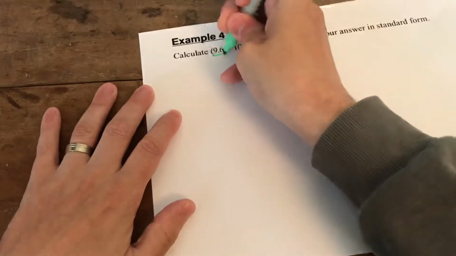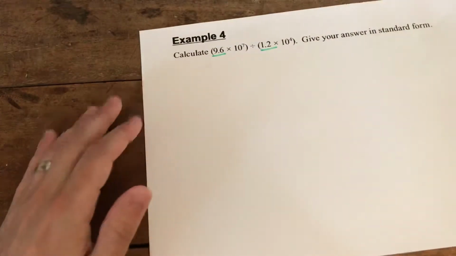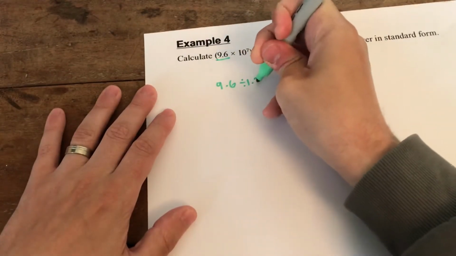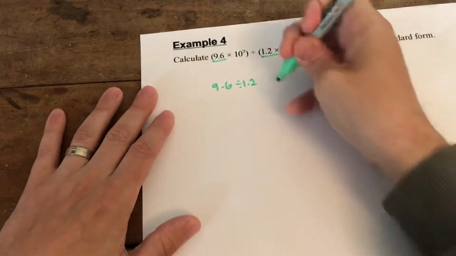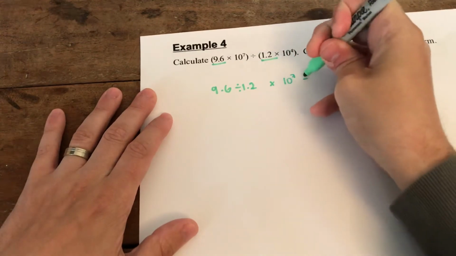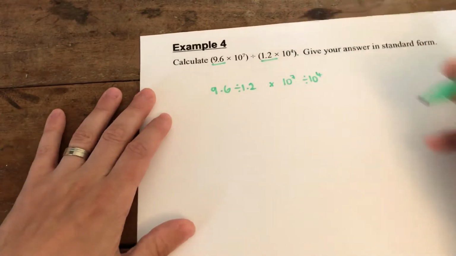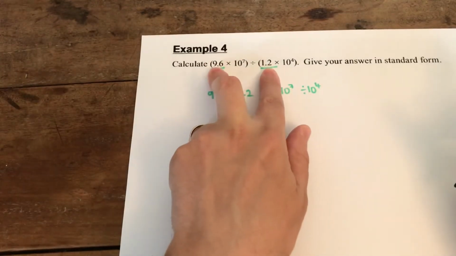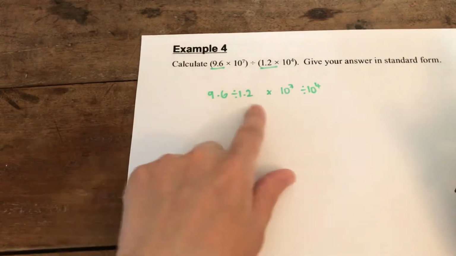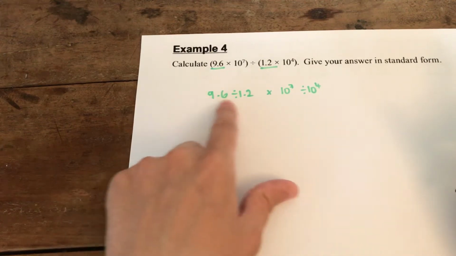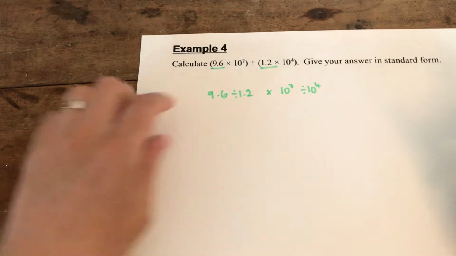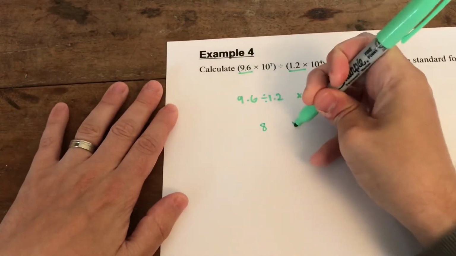So what we do is we take our first numbers in each standard form and we divide them. So we do 9.6 divided by 1.2, and then we say times by 10 to the power of 7 divided by 10 to the power of 4. If you imagine it's those numbers divided together and those numbers divided together. What we then do is perform that division. That's the same as saying 96 divided by 12. If I times each number by 10, that gives me 8.